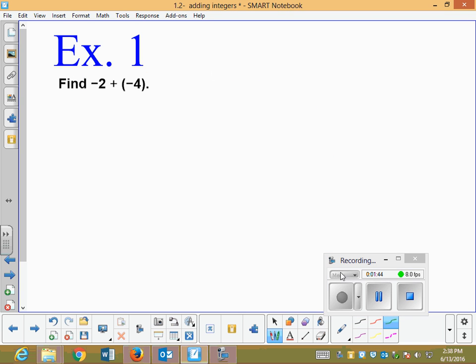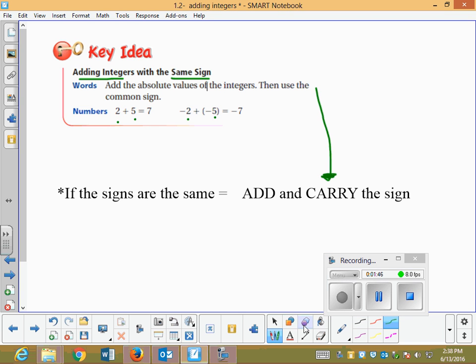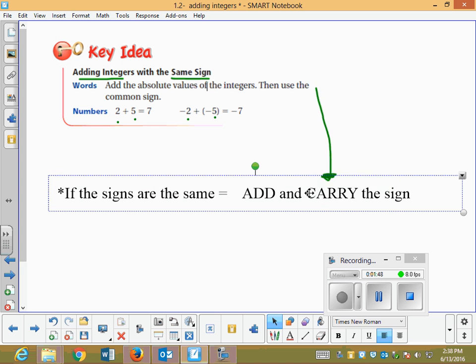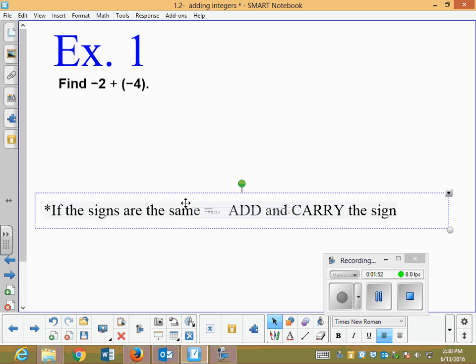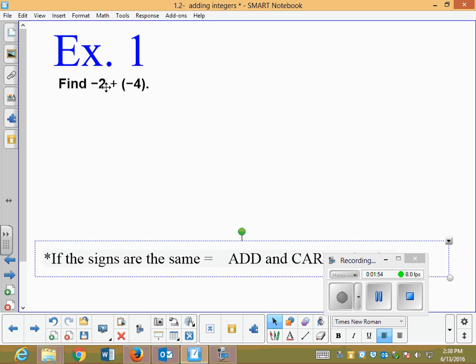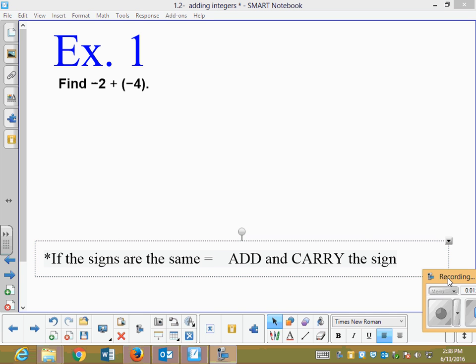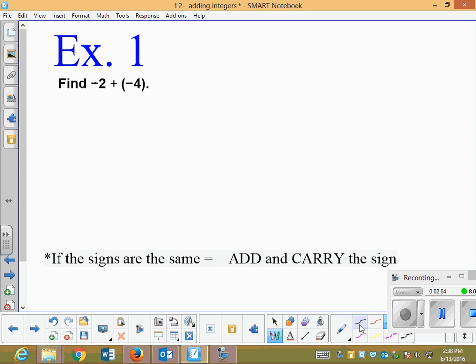All right, so for our first example, let me go ahead and copy this really quick. For our first example, we're going to go ahead and solve this problem. It says here, find negative 2 plus negative 4. So again, if the signs are the same, so we both have a negative and a negative. And this is for adding, everybody, so make sure you remember this is for adding. If the signs are the same, you add and carry the sign.